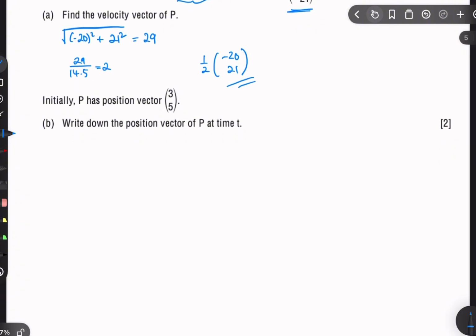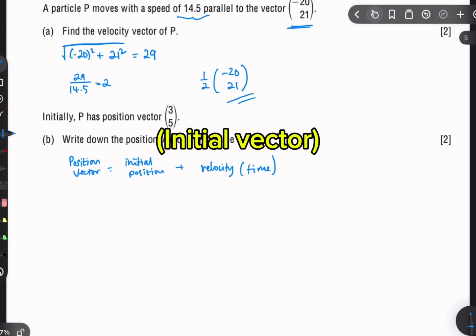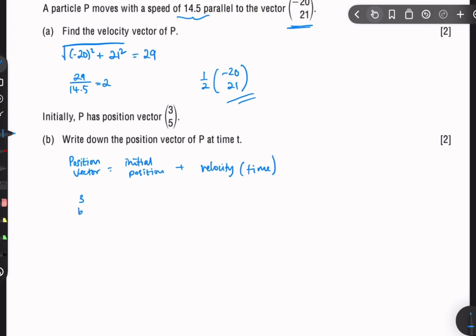Okay, initially p has position vector 3, 5. Write down the position vector of p at time t. Okay, so we need to know the formula. Position vector equals the initial position plus velocity times time. Position vector is 3, 5. Velocity vector is what we found in part A. And then time is t.